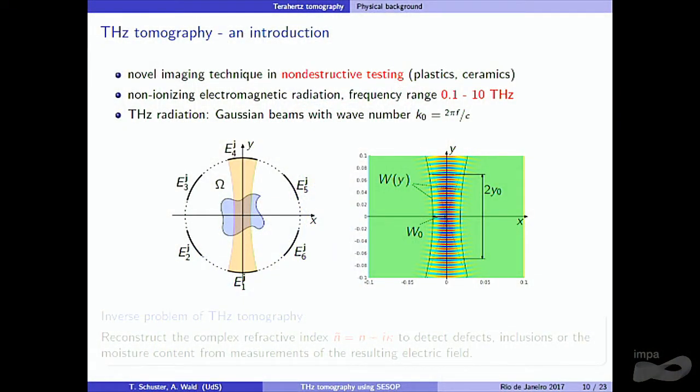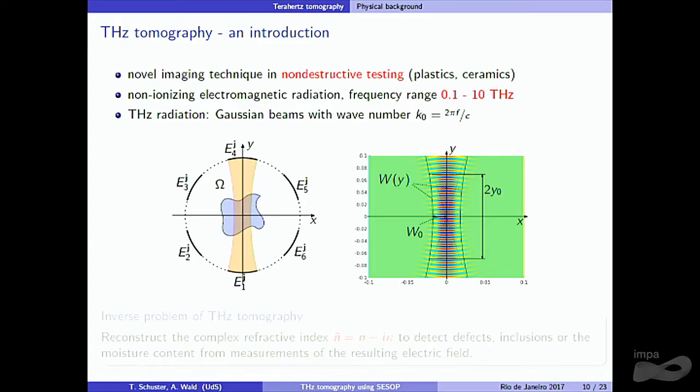So we send Gaussian beams through a specimen under consideration. Here is our specimen, modeled by the domain omega. At the German Plastic Center, they constructed a terahertz scanner consisting of 4 transmitters and transducers, and they can rotate around the object. This is why we have here several detectors and transducers, denoted by E_J1, E_J2, and so on.